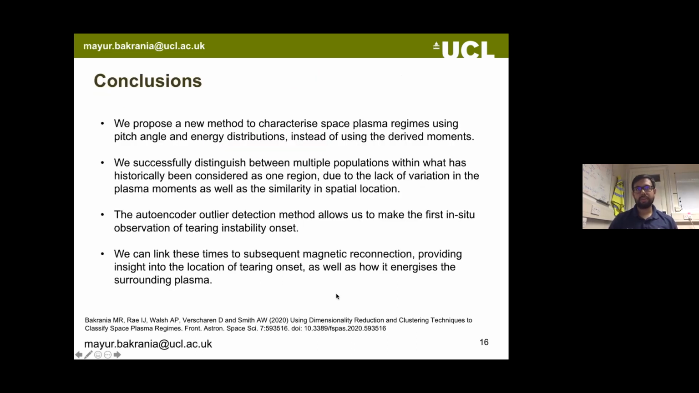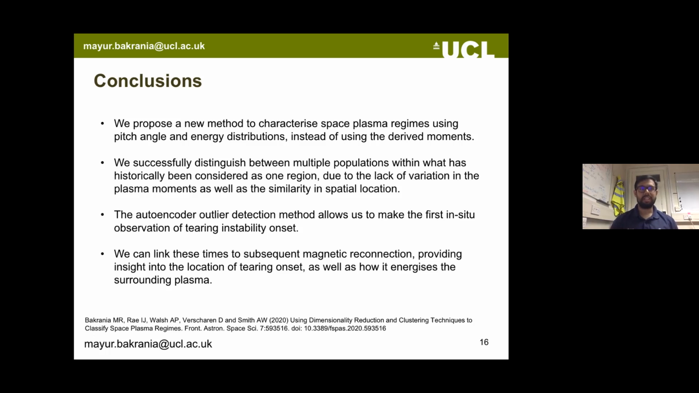So in conclusion, we've proposed a new method in order to characterize space plasma regimes using machine learning techniques, in particular dimensionality reduction and clustering. And with this method, we've been able to distinguish between different populations in the plasma sheet in what was usually considered to be one population. However, we found distinct differences between different groups within the plasma sheet population.